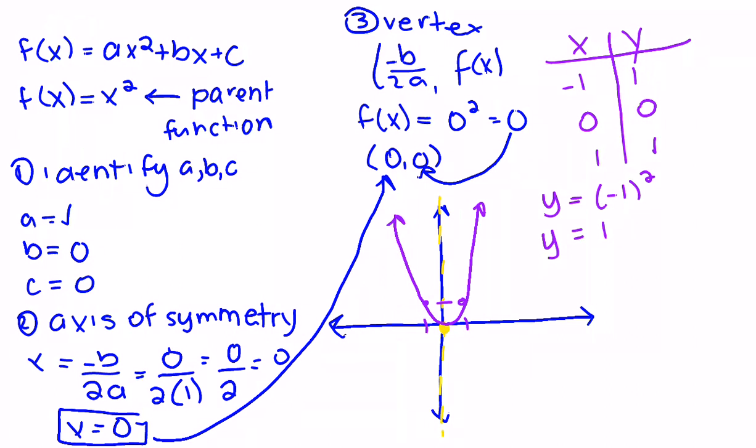Okay, so again, identify your A, B, and C, find your axis of symmetry, and then after that you're going to find your vertex. I'm going to leave this example on its own, and I'll do another example in the next video.